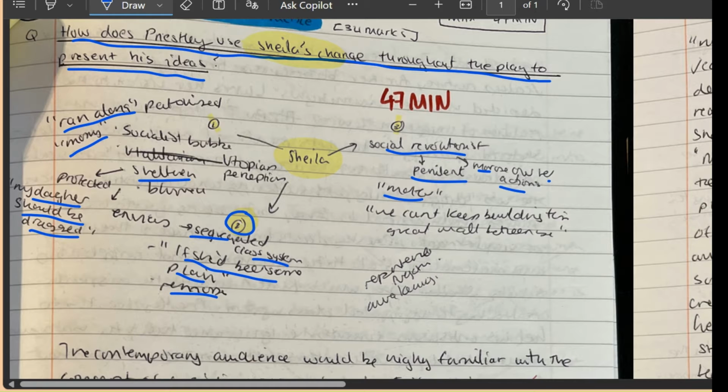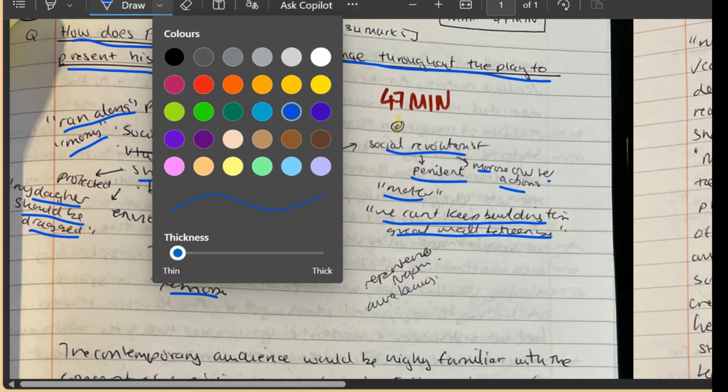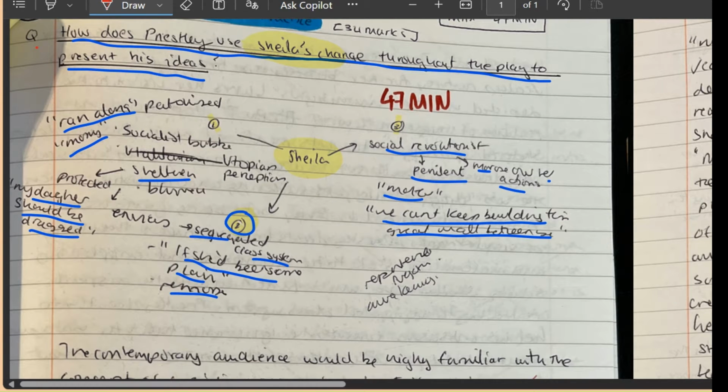So she goes from saying mummy to mother. So this transition into a very much more formal manner. We can't keep building this great wall between us. So hopefully you can see that my 3 points have been very carefully constructed, that there's this sense of transition.